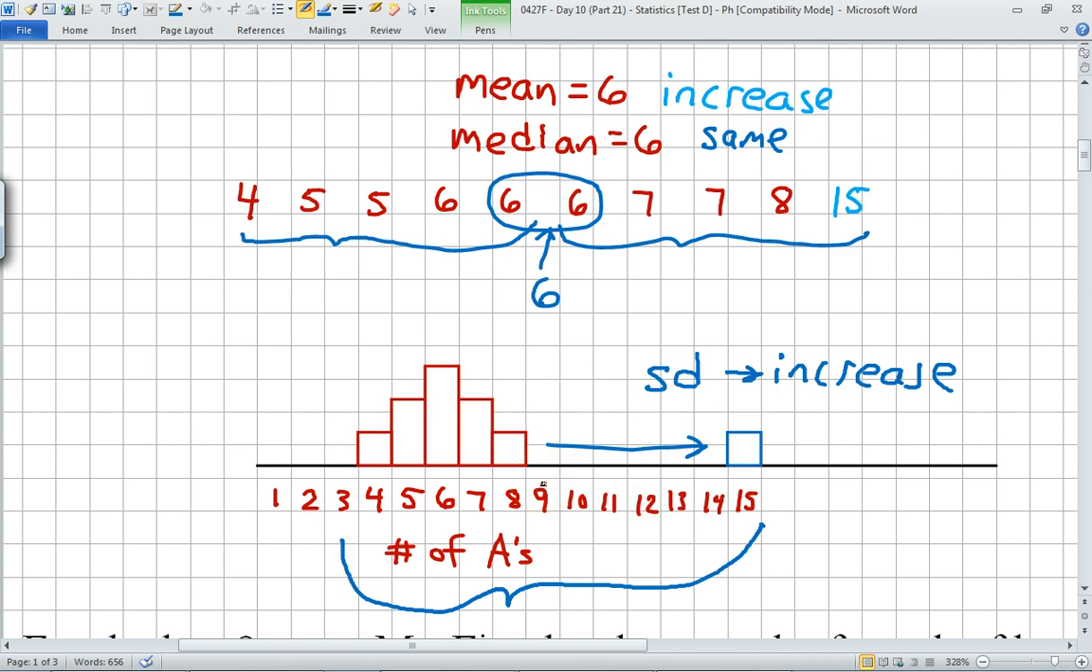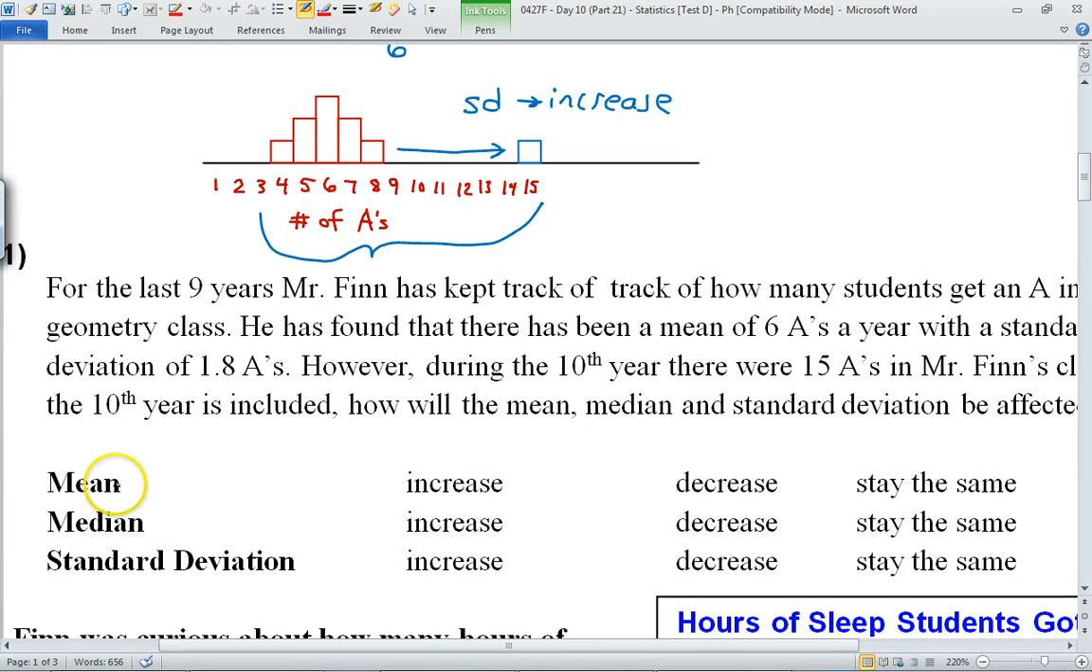So let's look back at the actual problem and circle some answers. Okay, so we expected the mean to increase. The median will probably stay the same. To be honest, we can't be 100% sure because we didn't have the exact numbers, but it has a good chance of staying the same. And we'd expect the standard deviation to increase under these circumstances.